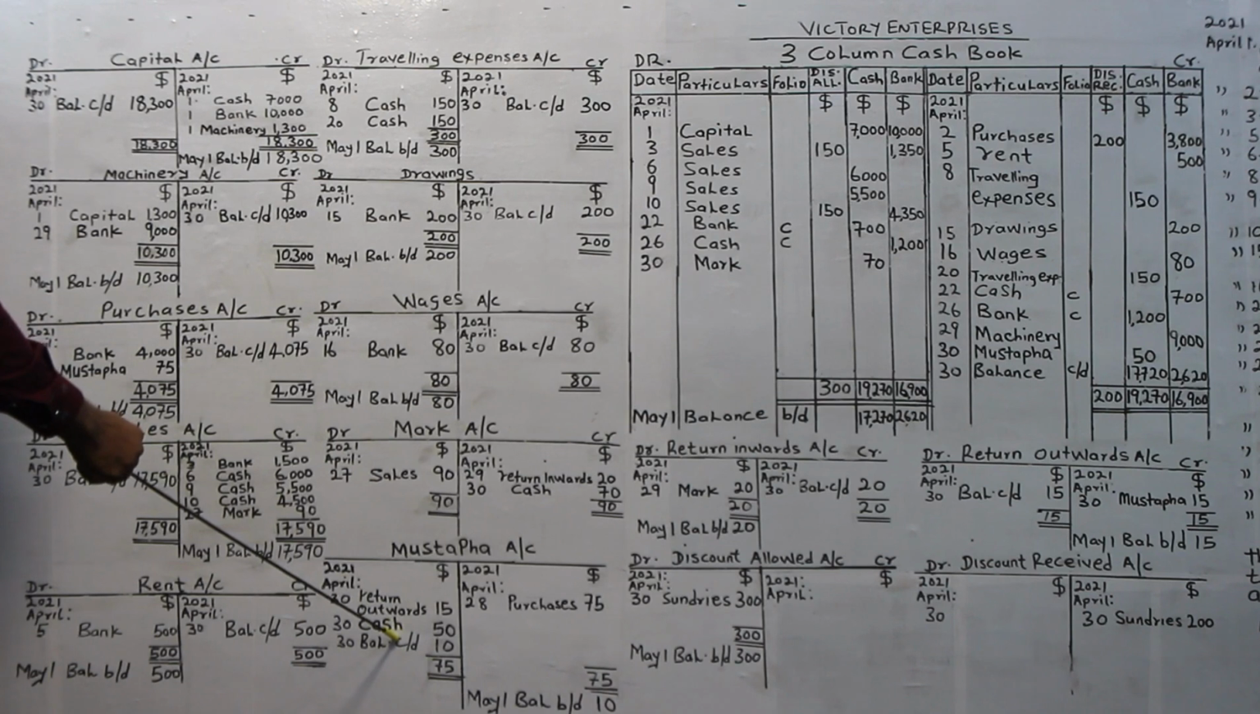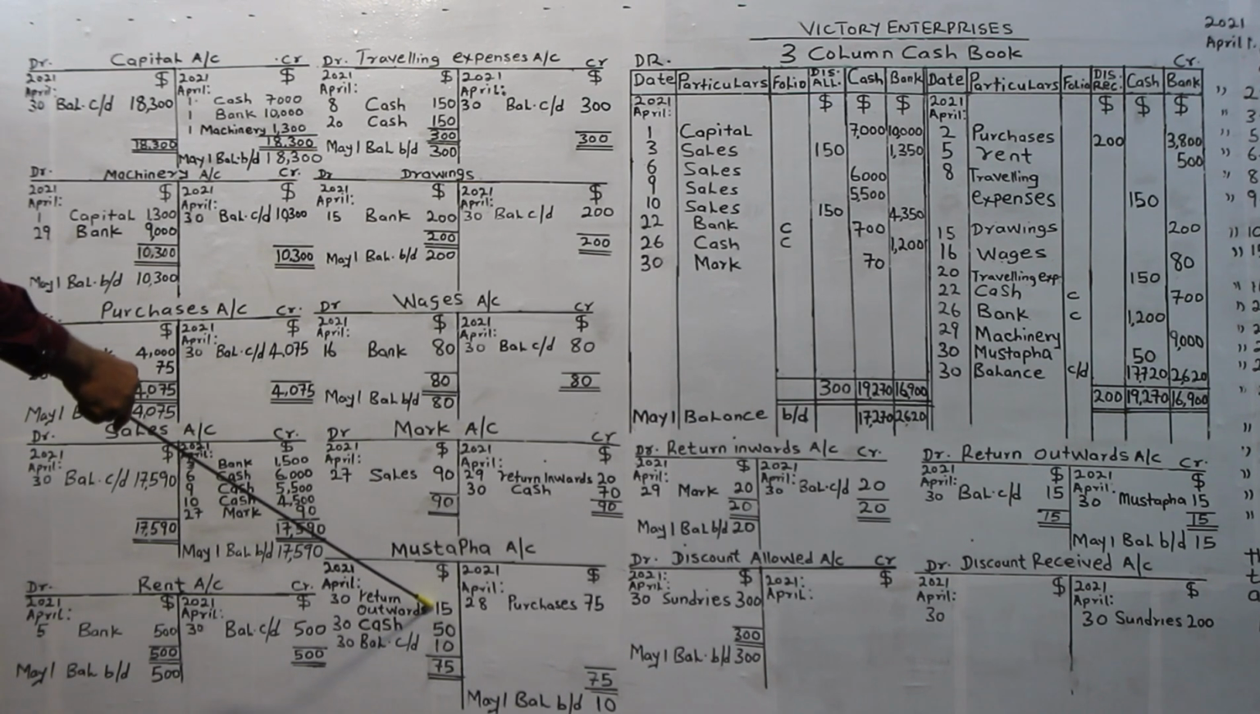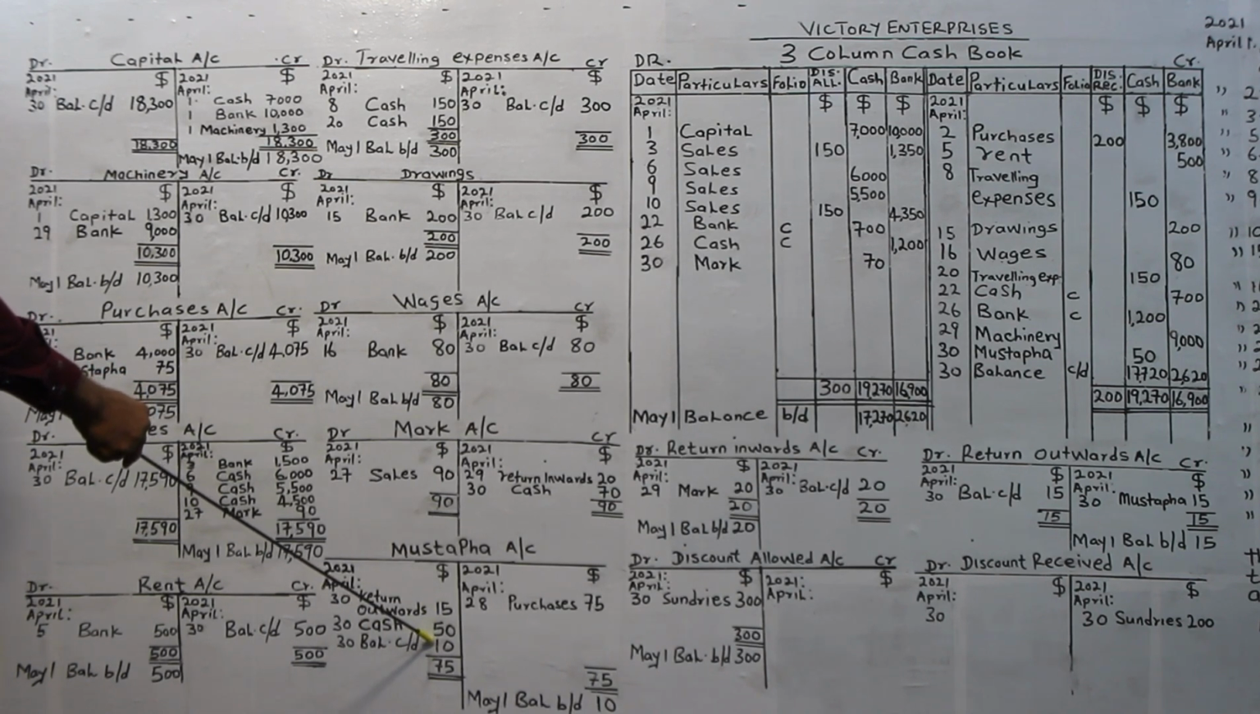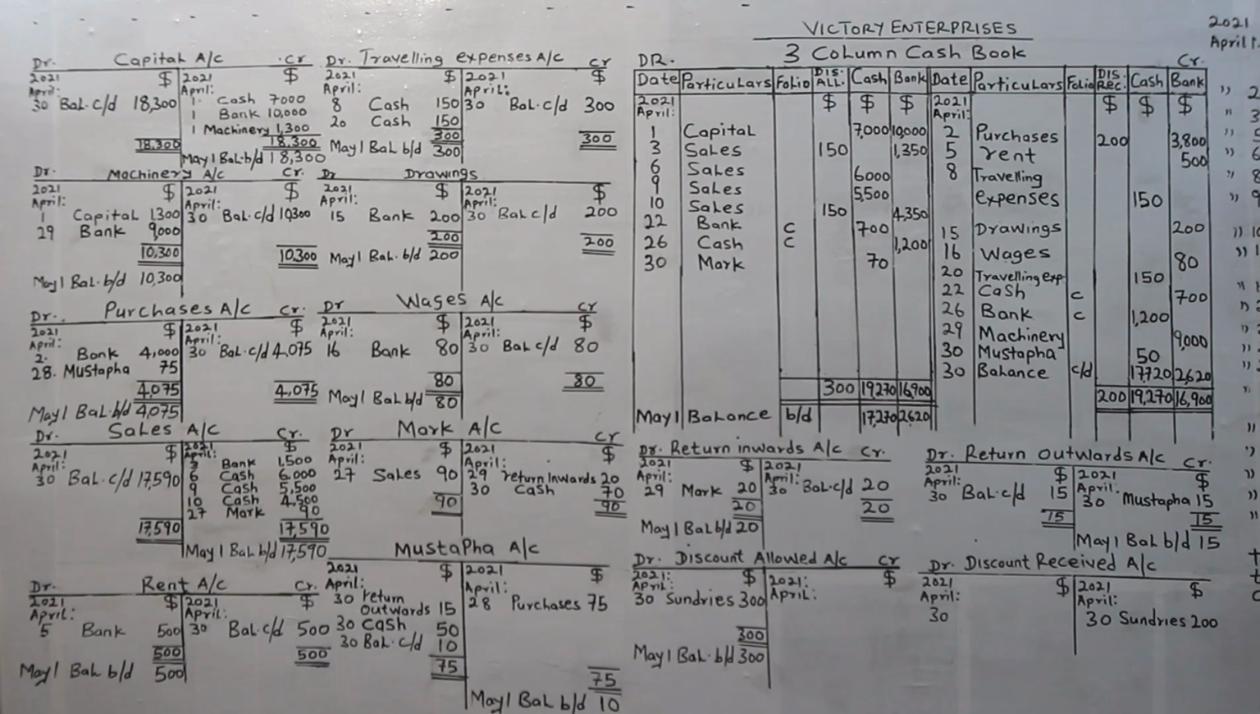Without any payment of cash made to Mustafa of $50 or any returns of $15 made to Mustafa, the balance carried down would have been $75 and will also become the balance brought down as $75, showing that we are still owing Mustafa the whole amount at the end of the period.